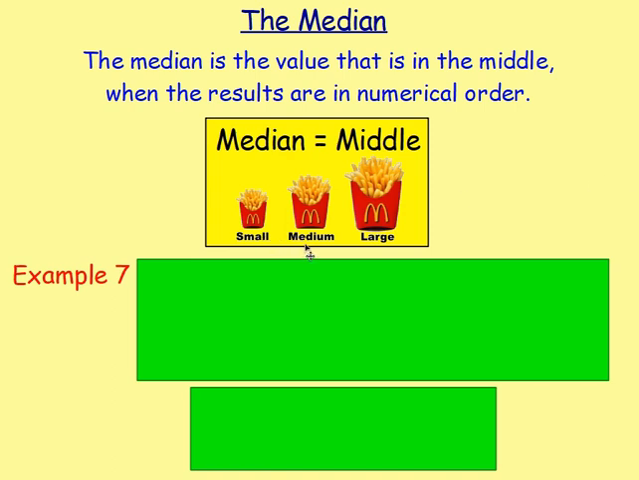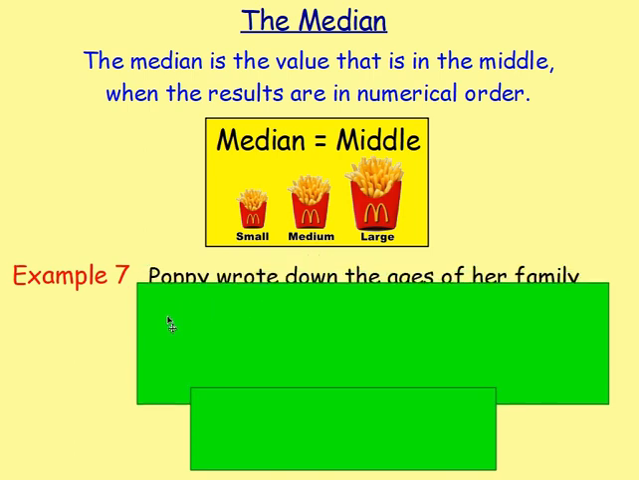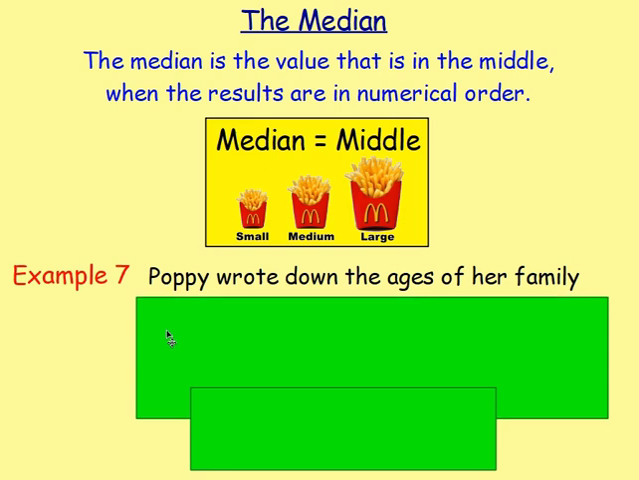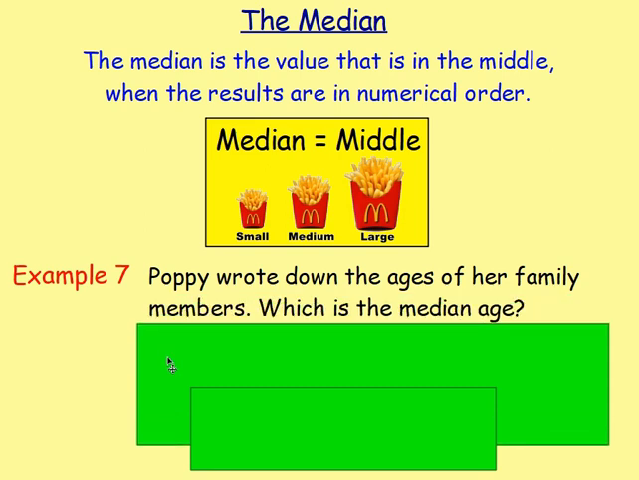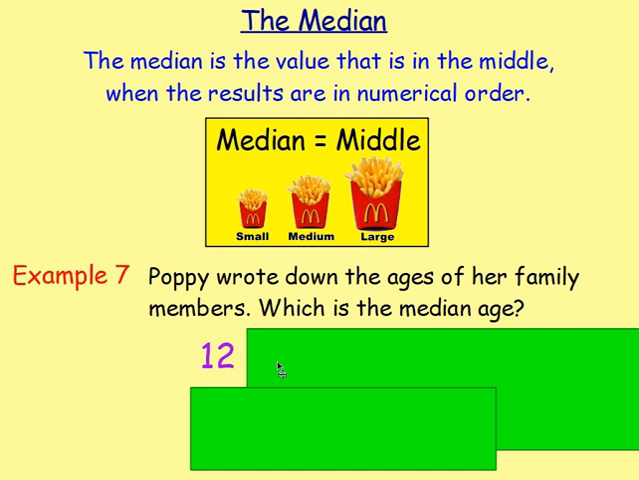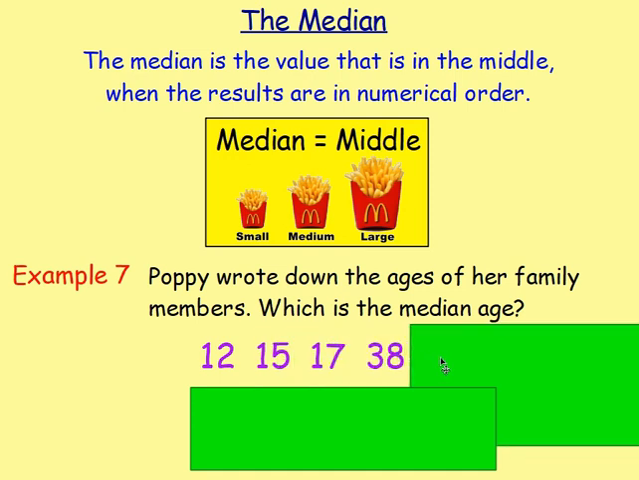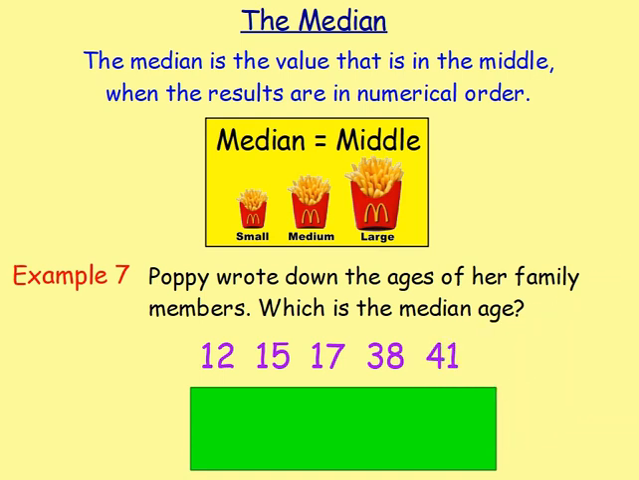If you imagine with some fries, you got small fries, you got medium fries, and you got some large fries. Medium's going to be the middle one. So median is the middle. That's why I remember it. Example 7, let's do an example with that. Poppy wrote down the ages of her family members. What is the median age? So in Poppy's family, somebody is 12 years old, somebody's 15 years old, somebody's 17 years old, somebody is 38 years old, and somebody, some pensioner on the end, is 41. Oh my God, you're so old, boy.